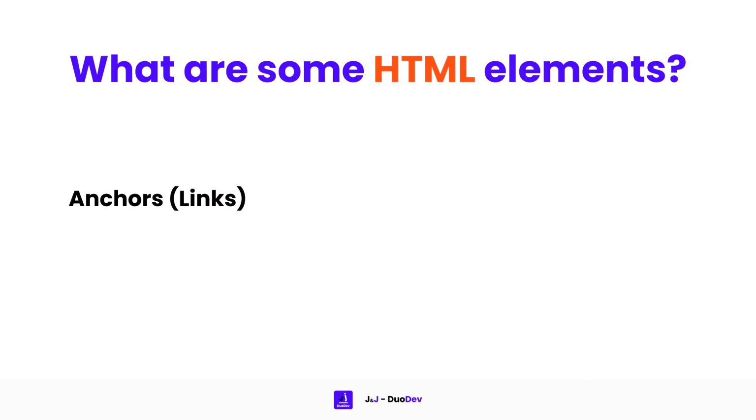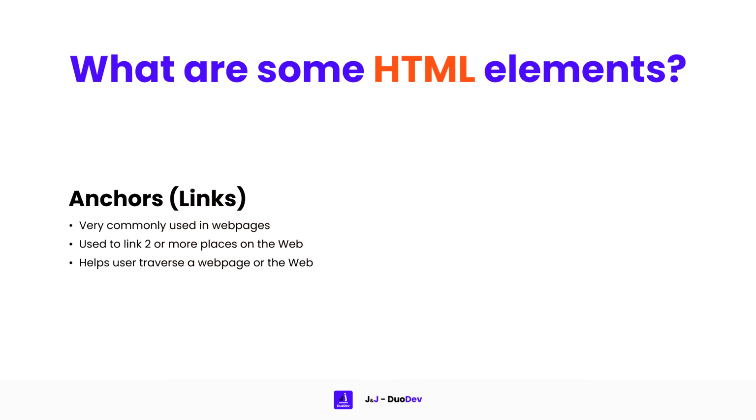So next up we have the anchor or the link element. They're very commonly used in websites, and their main purpose is to basically link two or more places on the web together. They also help the user traverse a web page or the web. By clicking on the anchor, they're going to be taken somewhere. They're fairly short, and they are represented with the A tag.